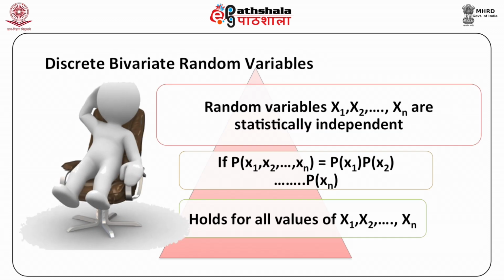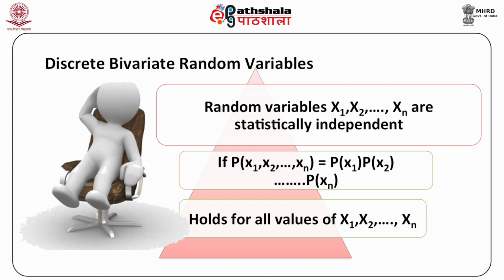The notion of independence can be extended to any number of random variables. Thus, the random variables X1, X2 to Xn are statistically independent if the condition P(x1, x2, ..., xn) is equal to P(x1) P(x2) right up to P(xn) holds for all values of x1, x2 right up to xn. In the example of tossing the coins, it is clear that P(x,y) is not equal to P(x) times P(y), and hence X and Y are not independent variables.